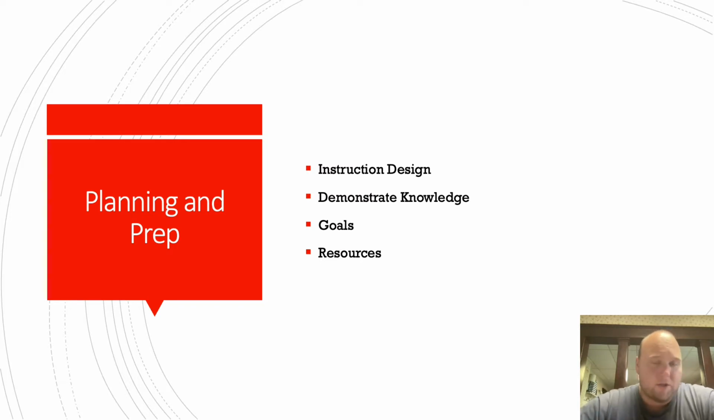Planning and preparation, right here I have instruction design, and that means how are you going to teach the class? What is your lesson going to look like? Are you going to write on the board? Are you just going to talk? Are you going to make a PowerPoint presentation like this and show that and talk while you do that? Demonstrate your knowledge, meaning show that you actually know what you're talking about.